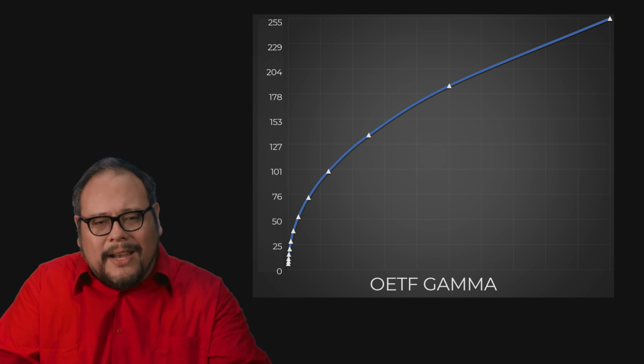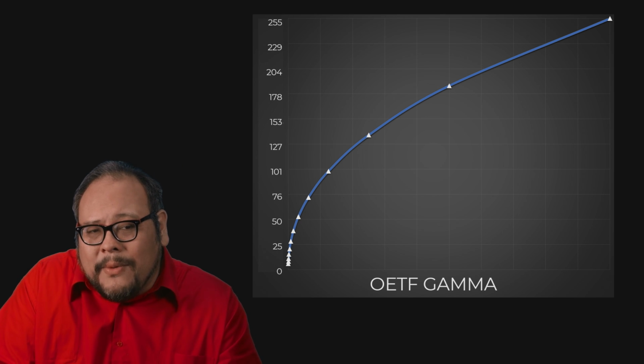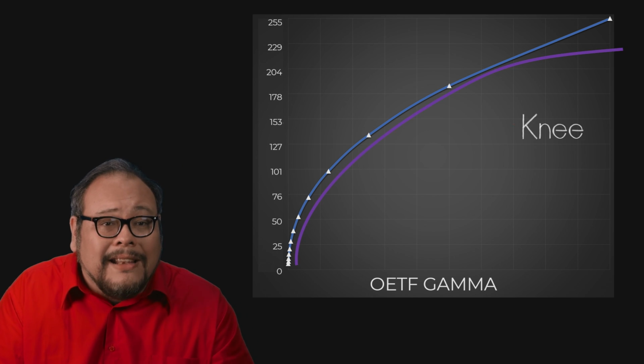So we really kind of lucked out that old CRTs behave the way they do because they naturally compensate for how our vision works, forcing us to put more information down there in the darker parts of the image where we are more sensitive to it. Now, since we're still using 25% of the signal for that top stop, we can get a little more extra dynamic range by applying what's called a knee.